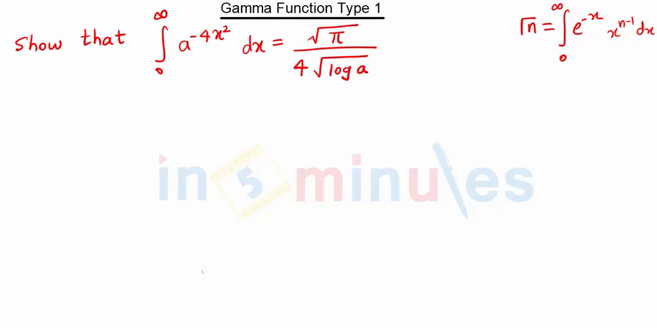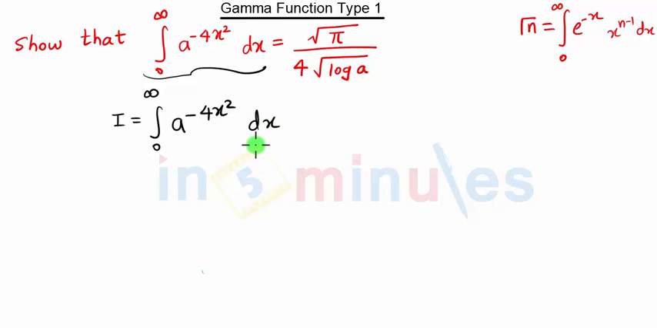So this is our question. In this we have to show that this term is equivalent to this term. So let's consider this integration. We have the integration from 0 to infinity of a raised to minus 4x square dx. This integration seems to be very difficult, but we can solve it by using a gamma function.